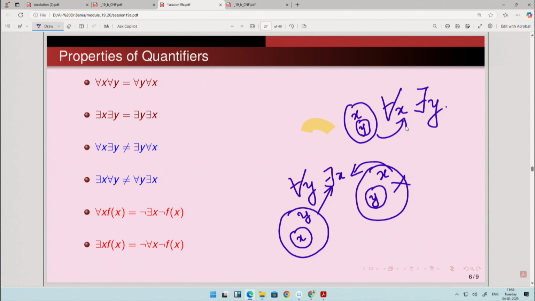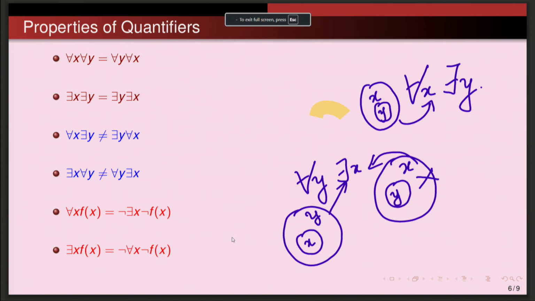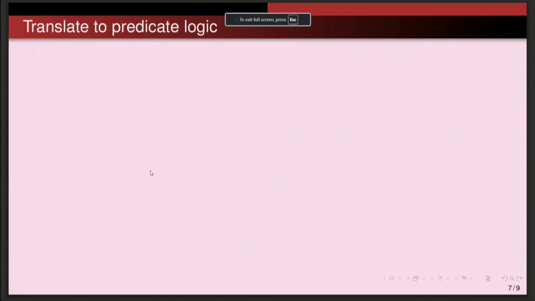For this is the correct one. So, this slide represents some of the quantifier properties which are very important. Now, we will see a few examples of how to translate the English statements to predicate logic structure.